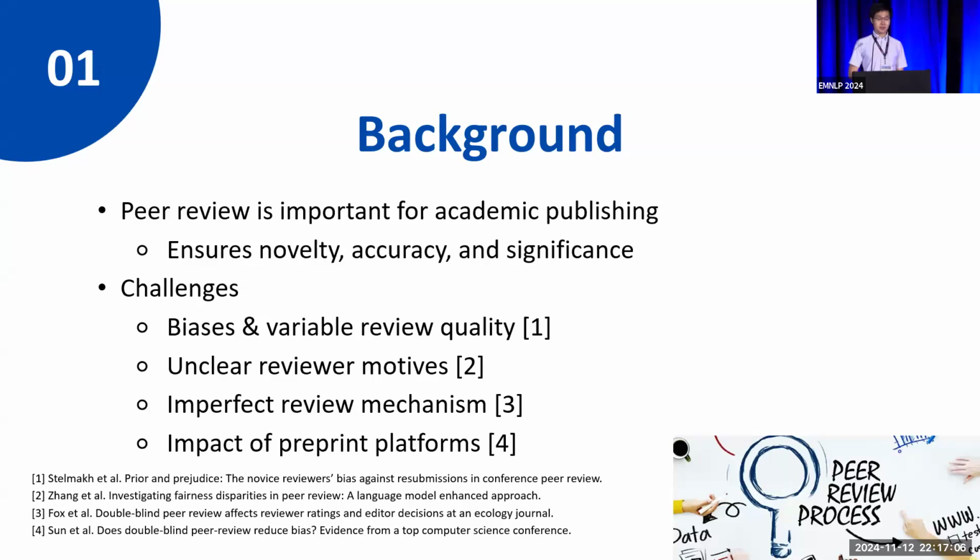As we all know, peer review is super important for academic publishing. It ensures the novelty, accuracy, and significance of published papers. However, the peer review process faces several challenges. For example, bias and variable review quality, and reviewers can have unclear motives, which can significantly impact the quality and the final results. There have also already been a lot of discussions about the review mechanisms, which require a lot of improvement. And these days, conferences are allowing preprint platforms such as arXiv during the double-blind review process, which can also significantly impact reviewer bias and final decisions.